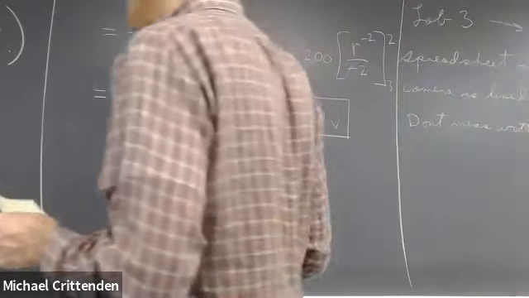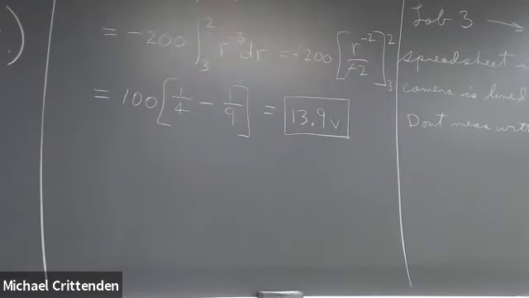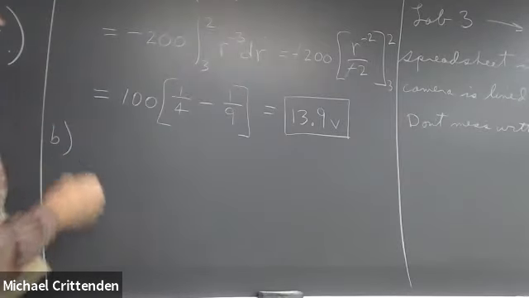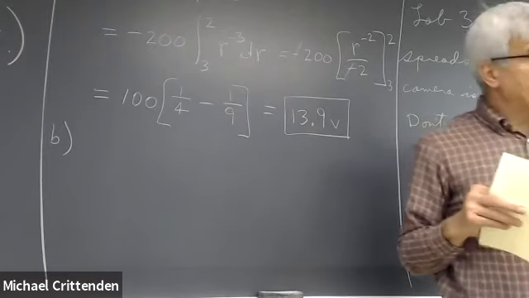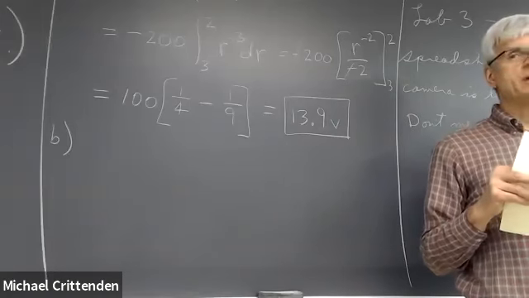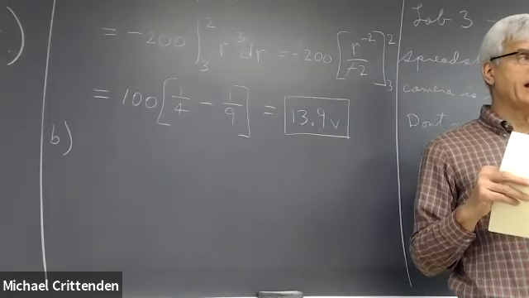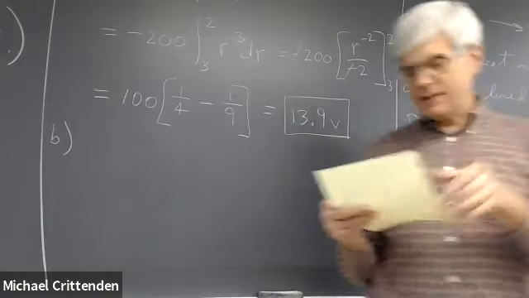There's a part B to this. Probably I should have labeled this as being part A. This is part B. How much potential energy? So now part A is asking for potential, which is volts. Part B is asking for potential energy. Energy is joules. And they're related to each other.